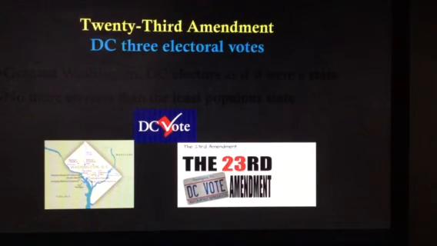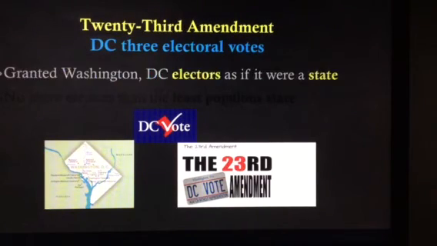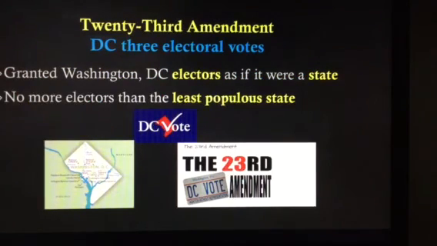23rd Amendment, early 1960s, gave Washington, D.C. 3 electoral votes. First time in the nation's history that the District of Columbia had electoral votes. No more electors than the least populous state. The minimum amount of electors is 3 for a state, and so D.C. gets 3 electoral votes.